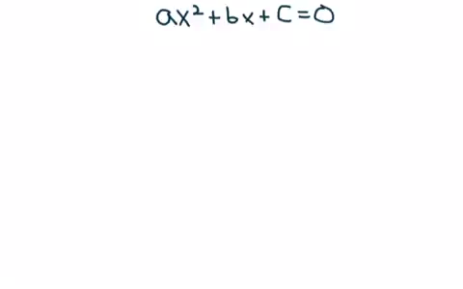I'm going to use completing the square on this general quadratic equation to see if I can find a formula where I can just plug in values for a, b, and c and solve for x. If I want to complete the square, the first thing I need to do is get all of my constant terms on one side and all of my variable terms on the other side. The way I do that is by subtracting c from both sides, and I get ax squared plus bx is equal to negative c.